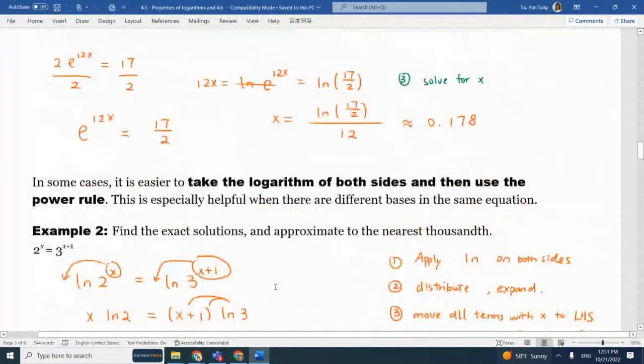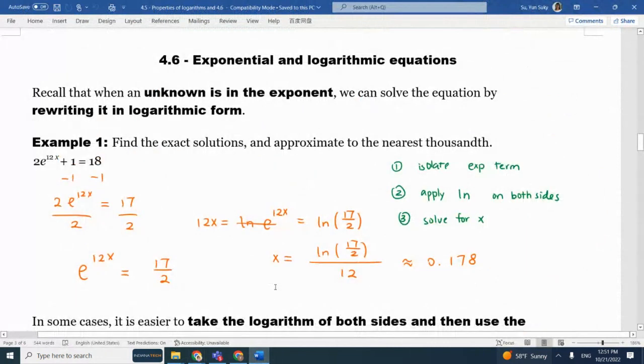Last time we did some examples about equations involving exponential expressions. We first isolate the exponential term, and because log and exponential functions are inverse functions, in order to get rid of the e, we apply the natural log on both sides, and then we can solve for x. By the way, make sure you have your calculator.